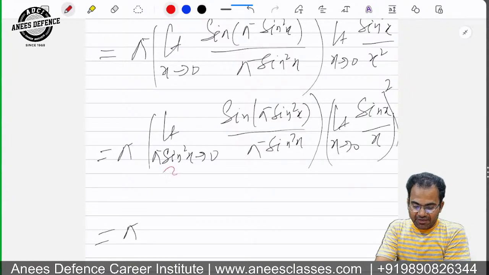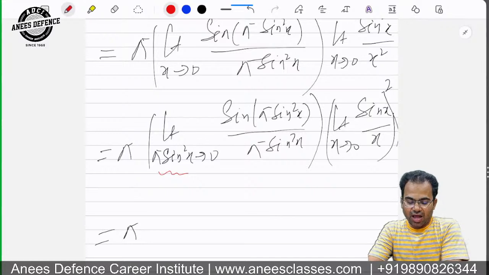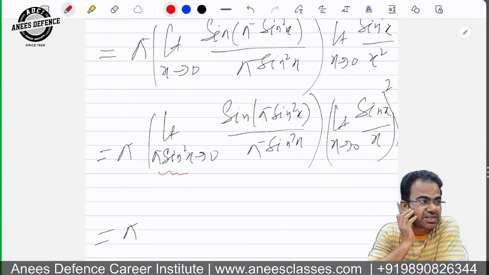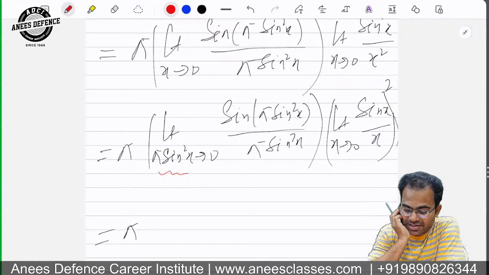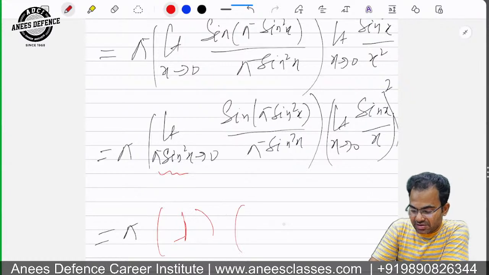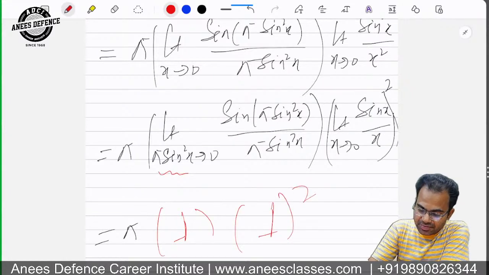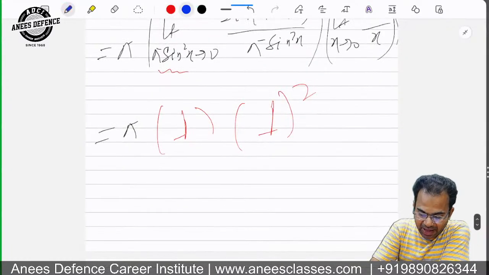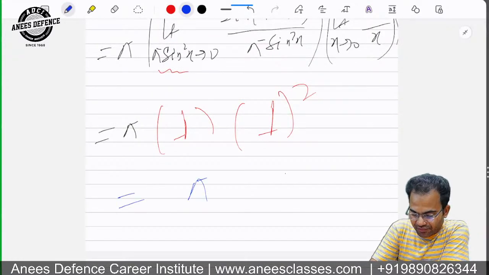Now, here the variable is pi sin square x and the variable tends to 0 and the variable equals the angle of the sine and denominator is same. So I will write this is a 1 and this is the formula for 1 square. So 1 square. After multiplying, you will get pi as your final answer.